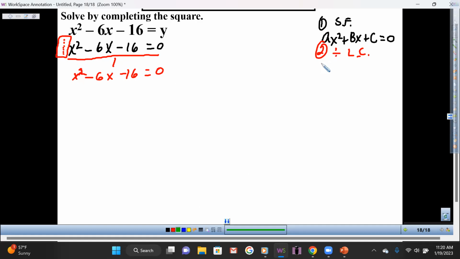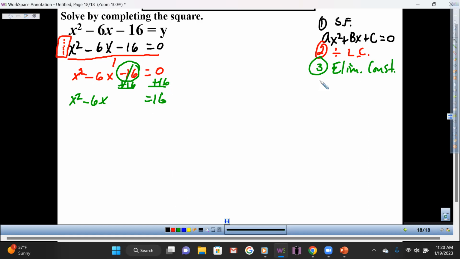Step 3, writing utensils down. Here we go. In step 3, I need to eliminate the constant. By looking at this trinomial, the constant is a number with no variable, which is what? Negative 16. How do I eliminate that? I add 16 to each side. I end up with x squared minus 6x, leave an empty space, equal to 16. Now here goes the step that we've been practicing on the warm-up, step number 4.